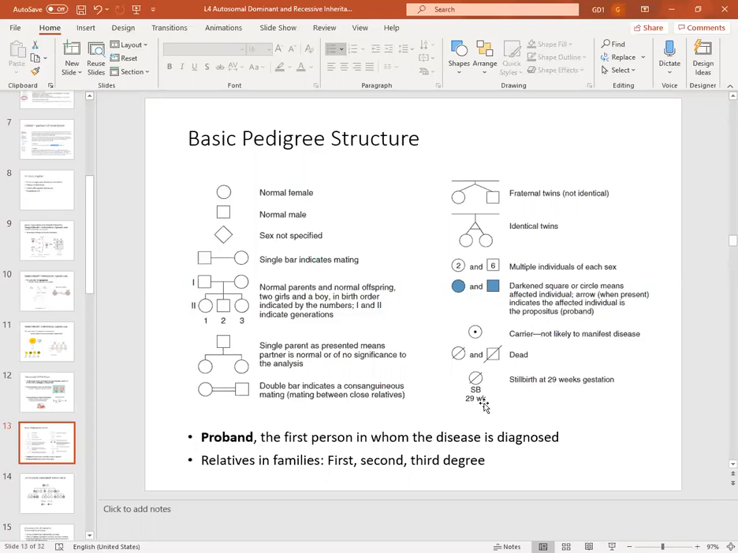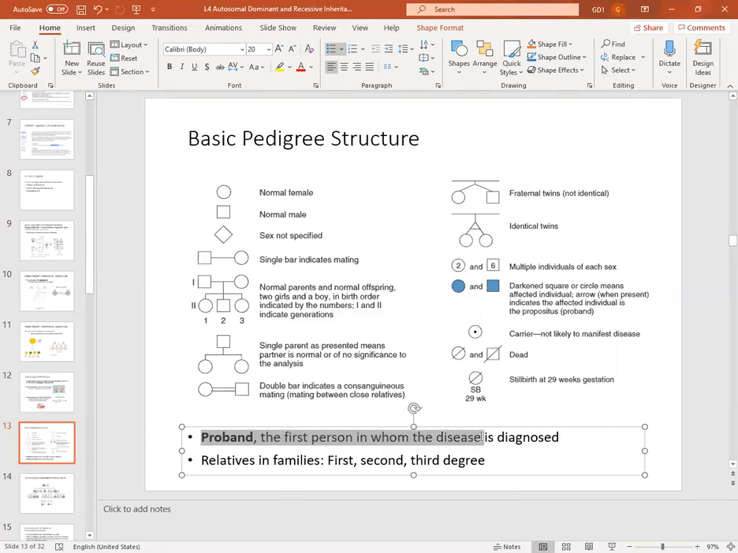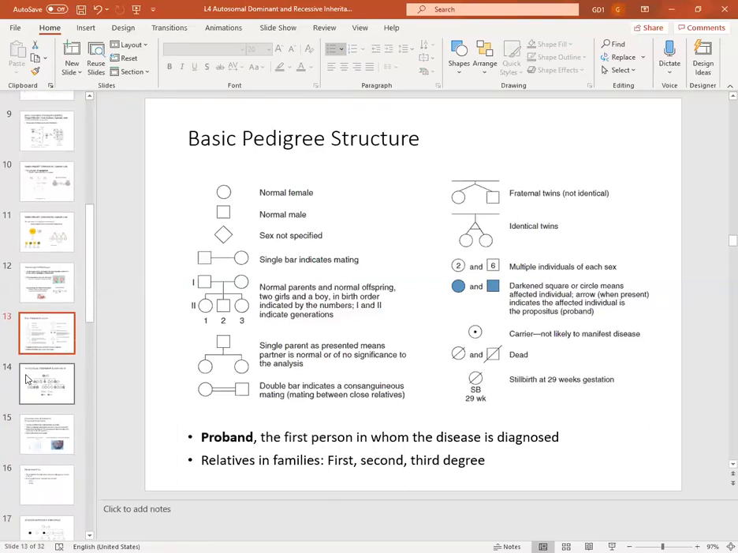Okay, the last thing. The proband is the first person diagnosed with the disease phenotype. We also consider the relatedness in the family. First degree relatedness is maybe a sister and brother, very close. The second degree is maybe cousins. And the third is maybe grandma and grandson. Close or far relationships in the family.